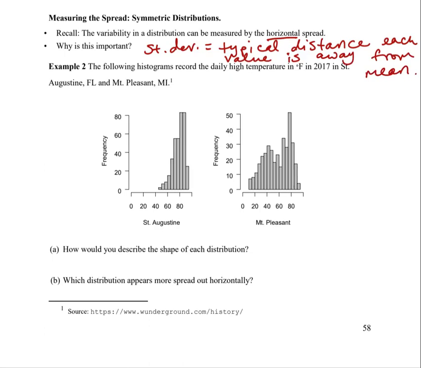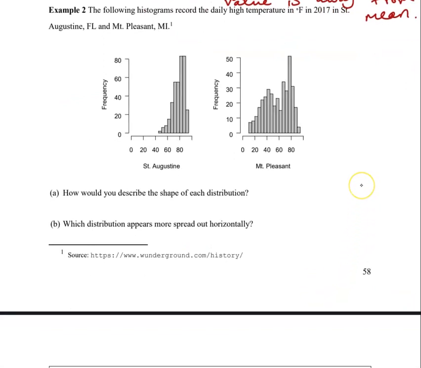So a quick example here, we're looking at high temperatures in 2017 for St. Augustine versus Mount Pleasant. St. Augustine is the first graph, Mount Pleasant is the second. How would you describe the shape of each distribution? Now, I think you could make an argument here that maybe St. Augustine is possibly left skewed. It's a little subjective. You could even say it's maybe symmetric. I'm not sure. It's kind of hard to say.